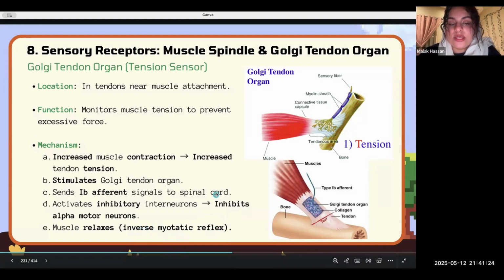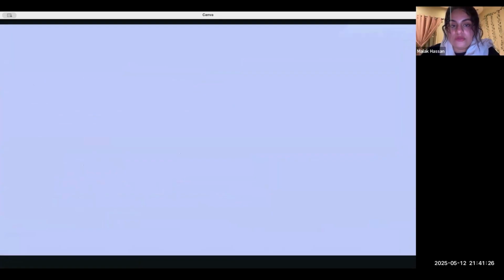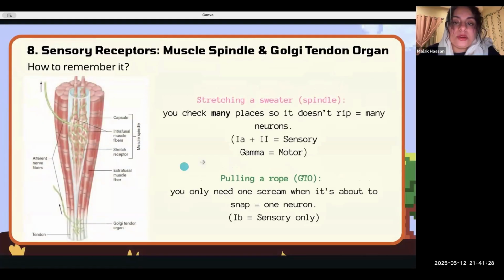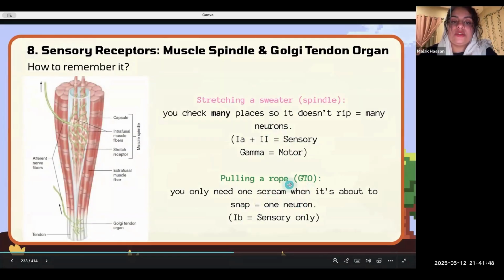And you should have taken this in physiology, so this is just a review. Now, how do you remember it? When you're stretching a sweater, you check many places so it doesn't rip, which means you have many neurons. So 1A and 2 are sensory, and gamma is motor. However, when you're pulling a rope, for GTOs or Golgi tendon organs, you only need one scream when it's about to snap. So you have one neuron, 1B, which is sensory only.